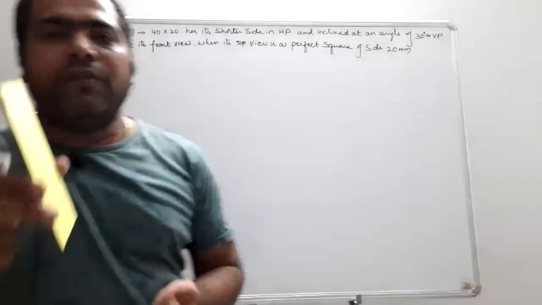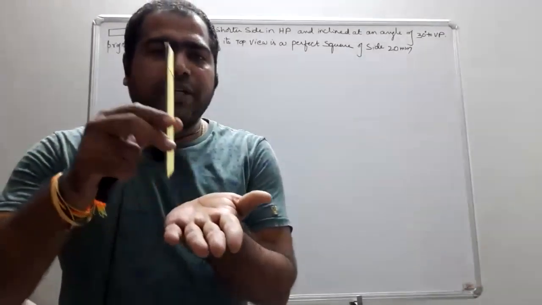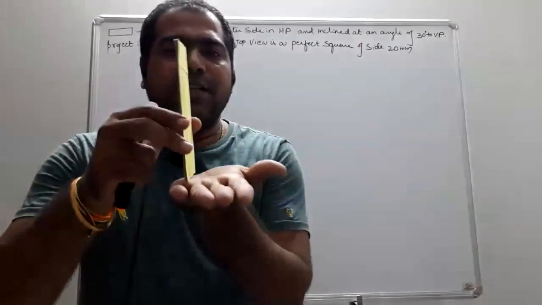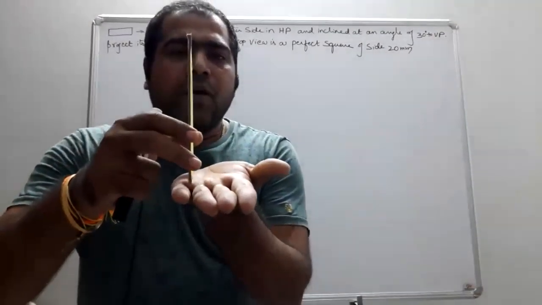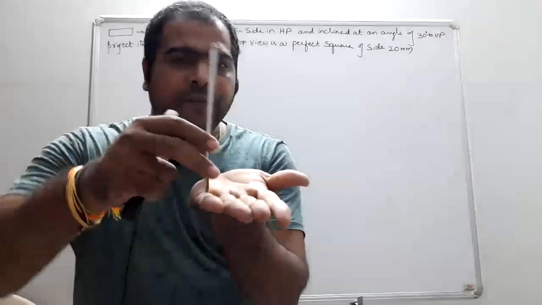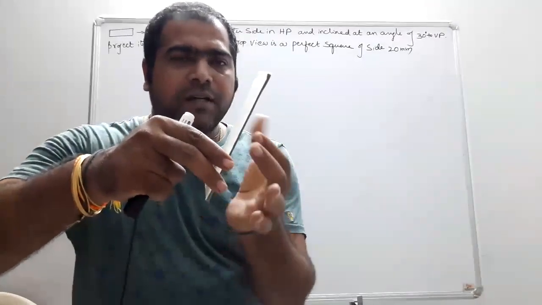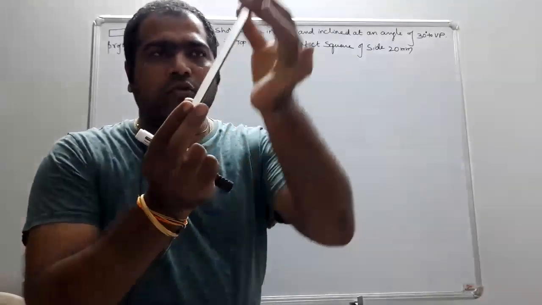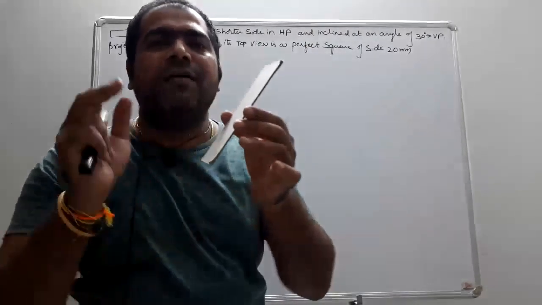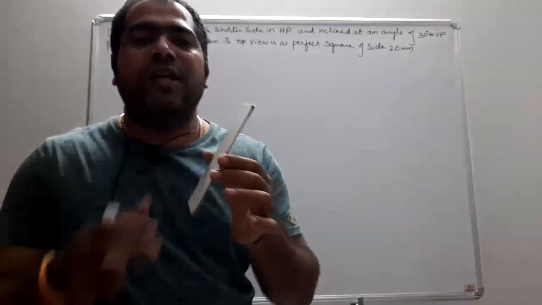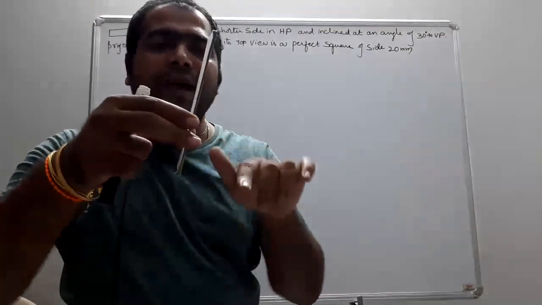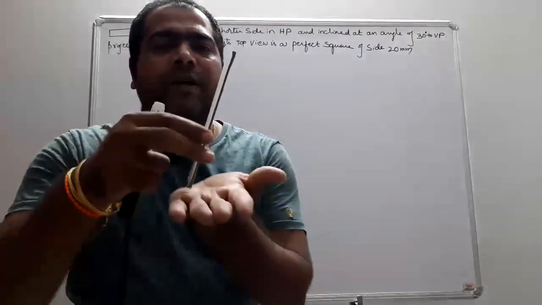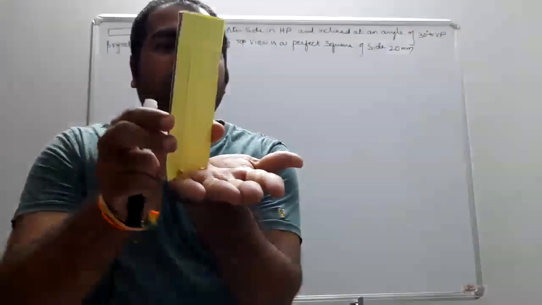That means project its front view in such a way that its top view is a perfect square. When the top view becomes a perfect square, the edges are on HP and the surface is inclined to HP in this manner, so that you see the top view. You get these two points on HP and these two points on HP. By joining these four, you get a perfect square of 20. So apart from giving the surface inclination, he may ask like this. That means it is inclined in such a way that the top view is a perfect square. So first we go for the surface inclination, then we go for the edge inclination.